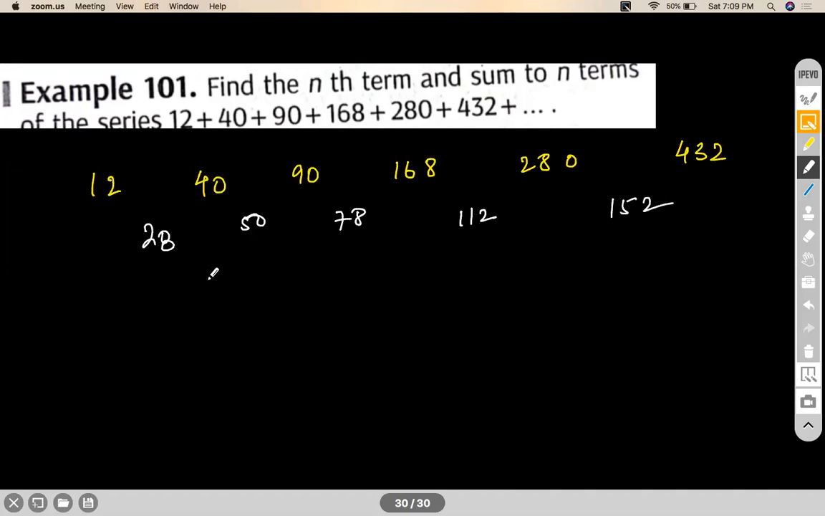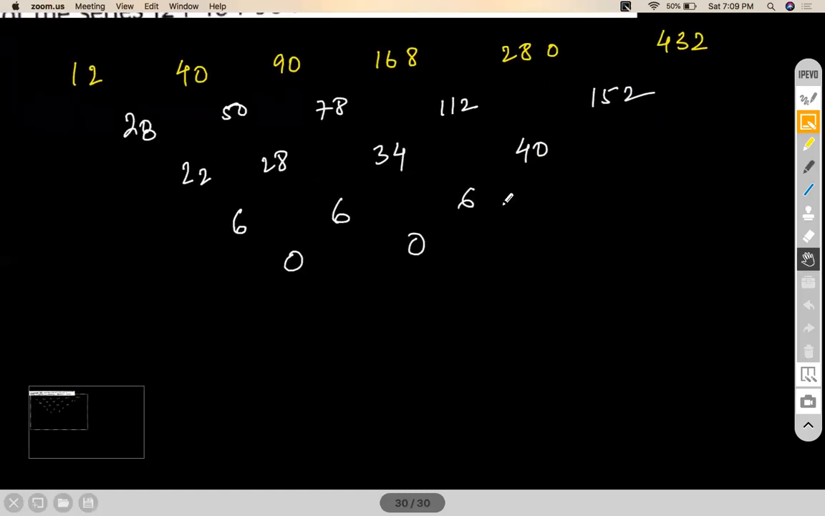Correct? Let's again take the difference. So this is 22, 28, 34, this is 40. Again take the difference: 6, 6, 6. Again take the difference: 0, 0. Now when you realize that this is happening, that means you have eventually started getting 0. Then Newton's difference method is going to be very, very useful.